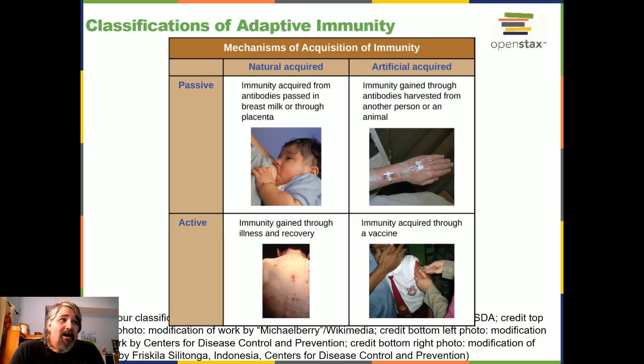Okay, so broadly, the mechanisms of acquisition of immunity, it's either natural or artificial, right? And it's either passive or active. So naturally acquired passive immunity, and that's through the IgA through the breast milk, or IgG through the placenta.